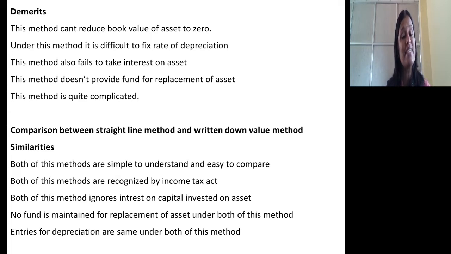Let me concentrate on similarities first. Both of these methods are recognized by the Income Tax Act. They are simple to understand and easy to compare. Both methods ignore interest on the amount invested in the asset. No fund is maintained for replacement of the asset under both methods. Entries for depreciation are the same under both methods.